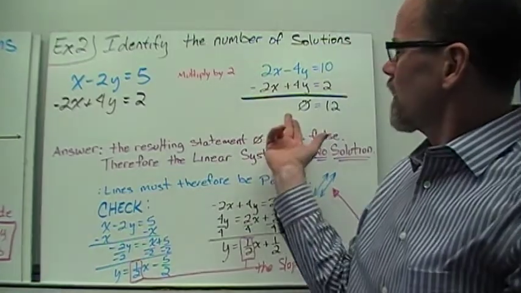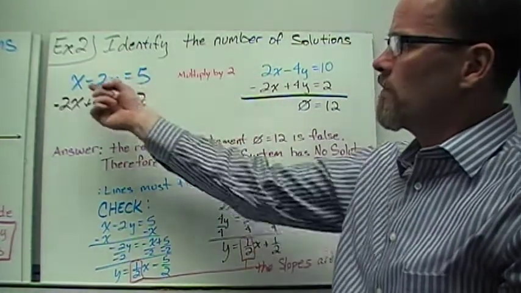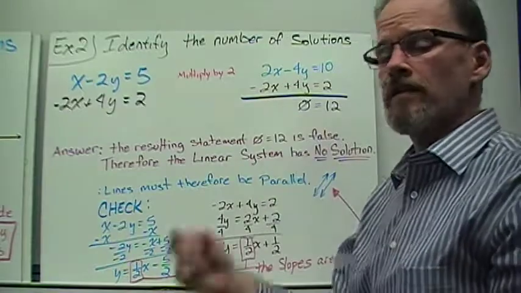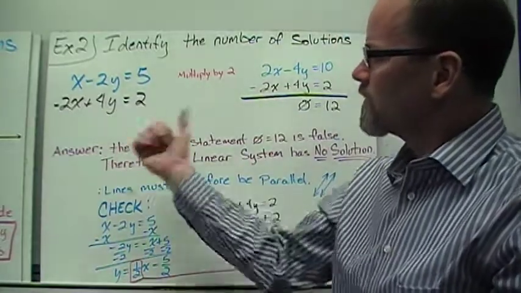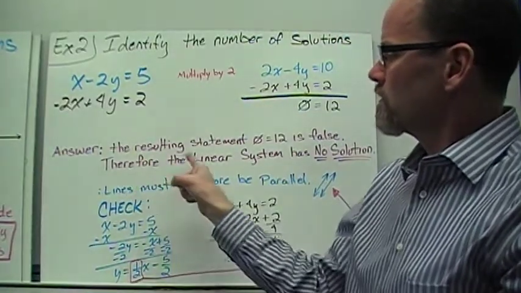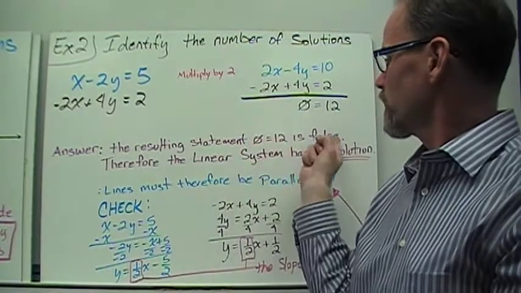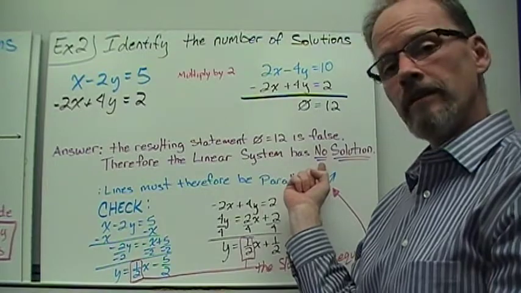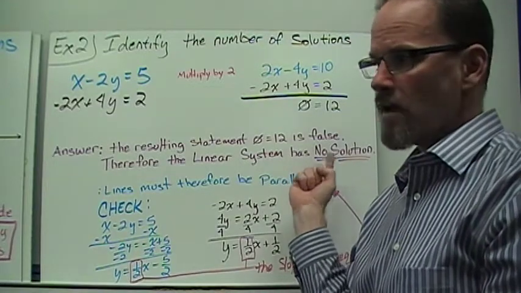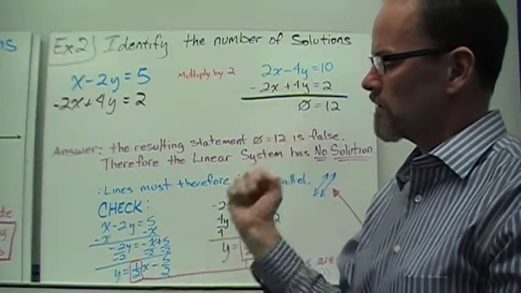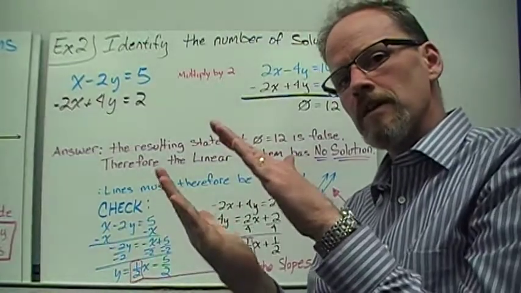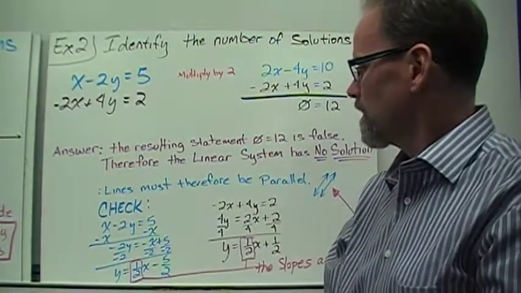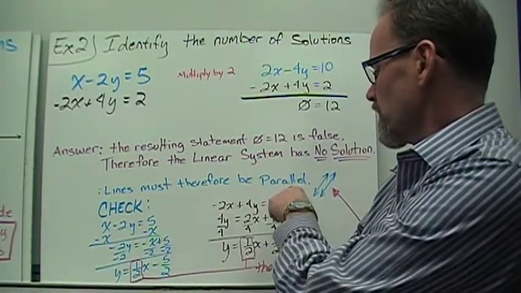Because we decided to shortcut it and multiply by 2 here, we found that out very quickly. Because the resulting statement 0 equals 12 is false, the linear system has no solution. That means the lines must therefore be parallel.